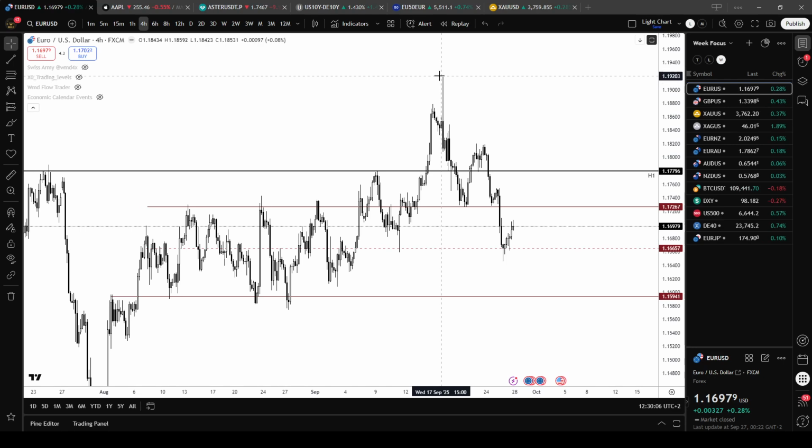And what's curious about this is that there wasn't any macro change or announcement that changed the direction for the dollar, but still the market tanked. It's not like Powell came out and was hawkish. It was as dovish as he could get.